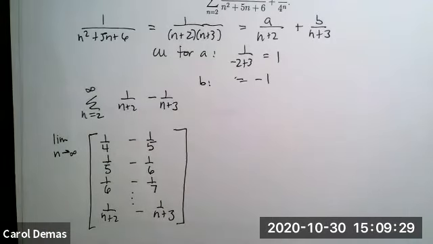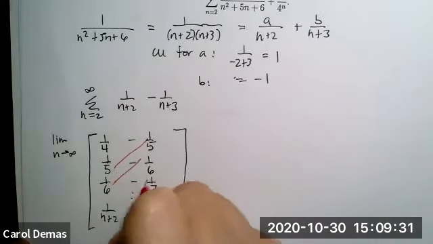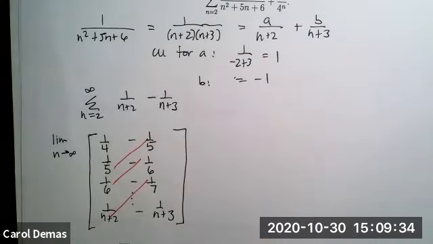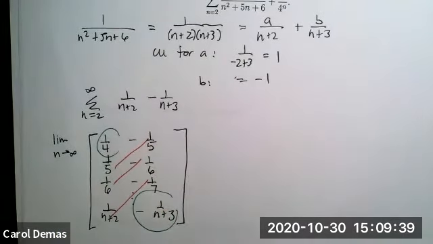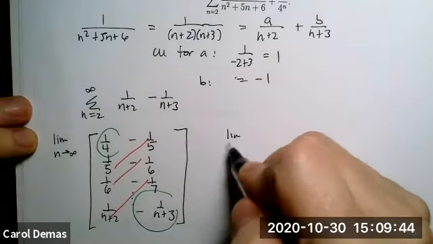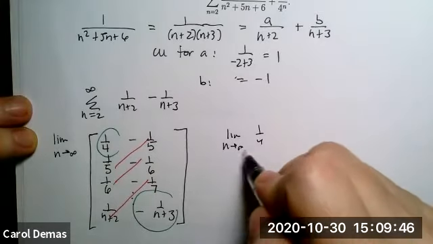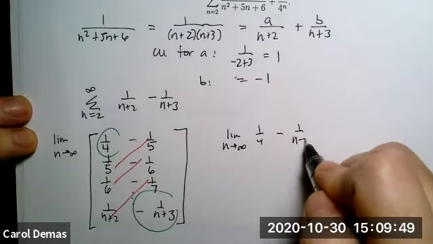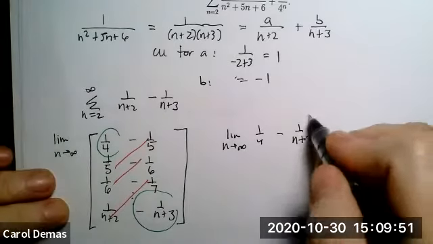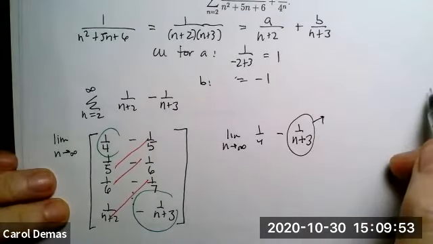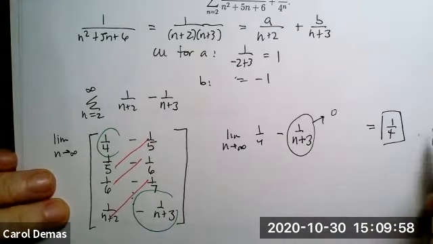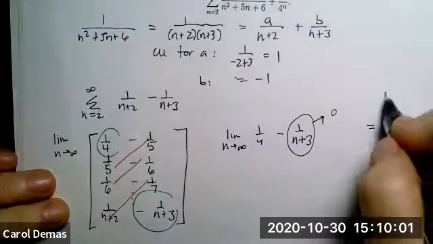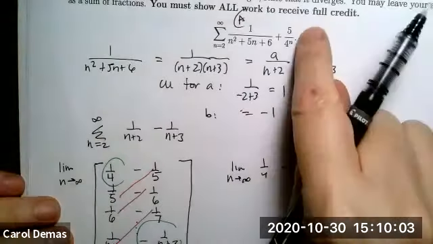Now we're going to cross out all the terms that cancel. What do we have left? 1 over 4 minus 1 over n plus 3. And we're going to take the limit of that as n goes to infinity. Where does this guy go? 0. So our limit will be 1 over 4. All right, I'll call that series A. Now we can work on B.